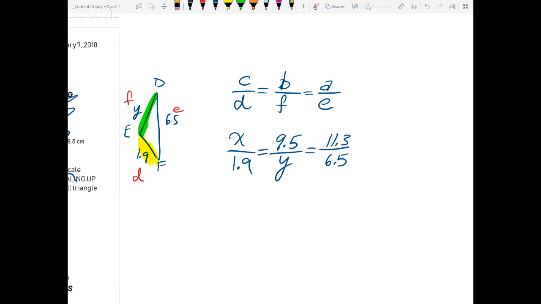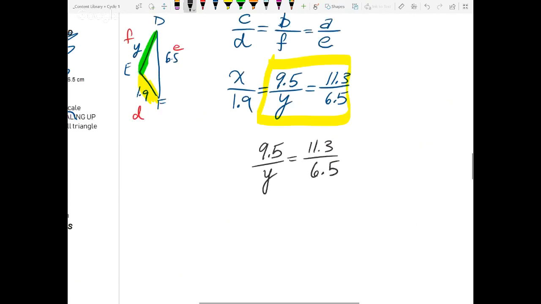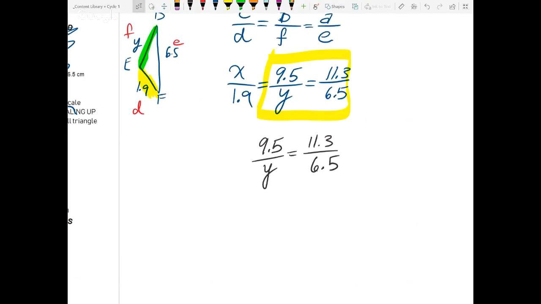Now here, I have 3 fractions I want to solve, but I have to deal with one at a time, right? So we're just going to pick a ratio. So for now, which pair do you want to do first? I would say just focus on this first, right? And if I have 9.5 over y equals 11.3 over 6.5, how do I solve for that? We just cross multiply. So y would be equal to what?